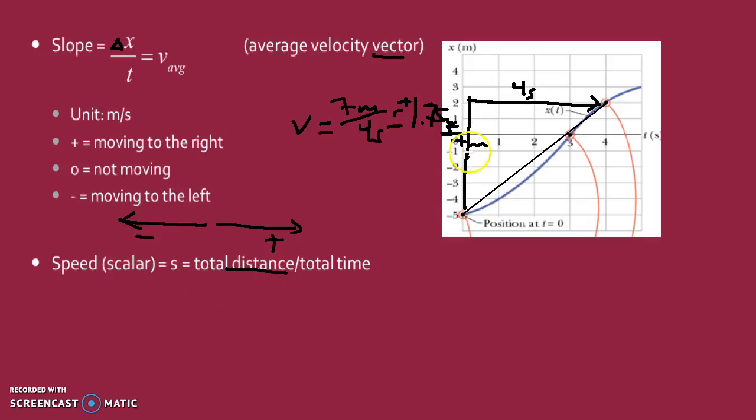In this case, the average speed and average velocity would be the same.